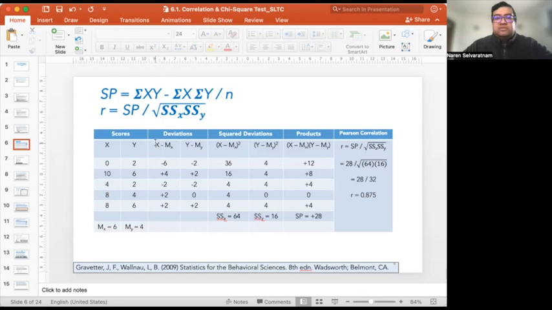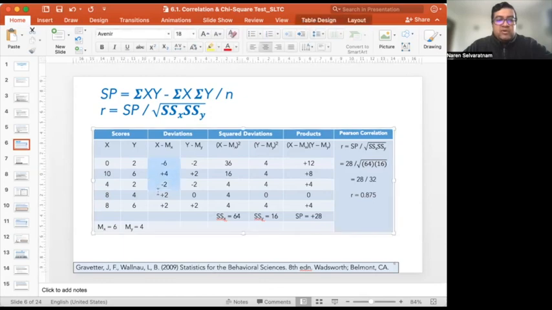Now start a new column, name it deviations. And now we are going to do the next step, which is x minus mx. Now my mx is 6. Subtract this value from each one of these x values. So for example, 0 minus 6 is minus 6. 10 minus 6 is plus 4. 4 minus 6 is minus 2. 8 minus 6 is plus 2, and 8 minus 6 is plus 2.